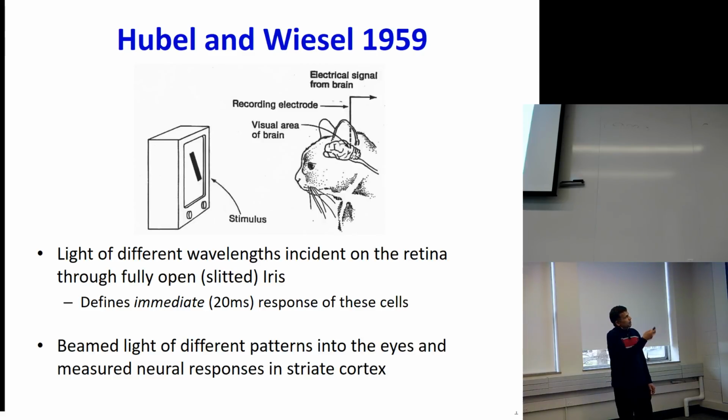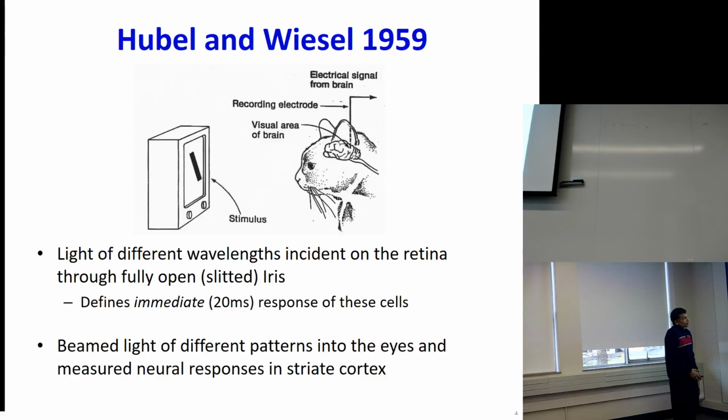So here's a typical setup. This is actually from their paper. They have the poor cat stuck over there with its eyes open. It's not really awake. It's possibly not even alive. And then they have these little electronic gizmos in front of them, which just beam out light in different patterns.